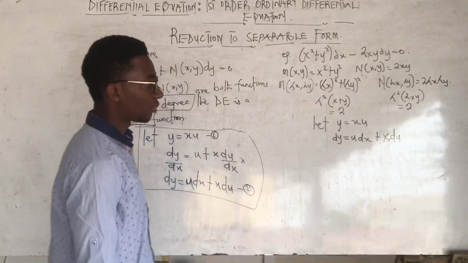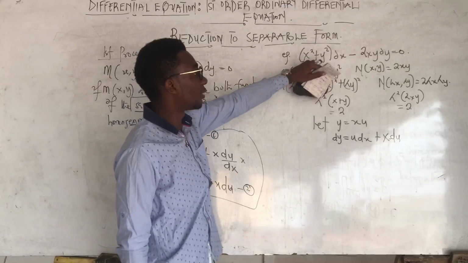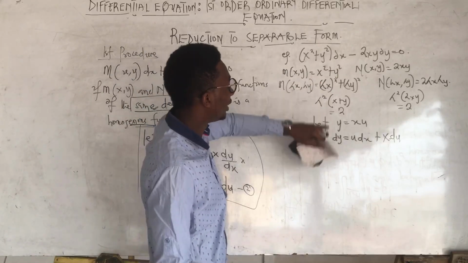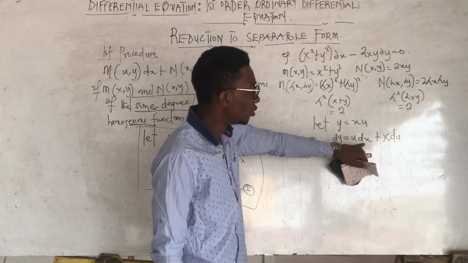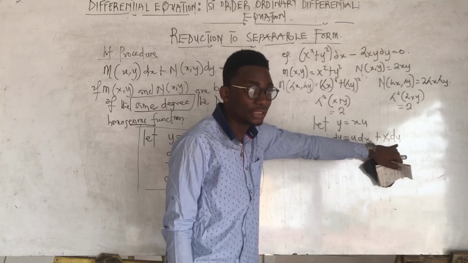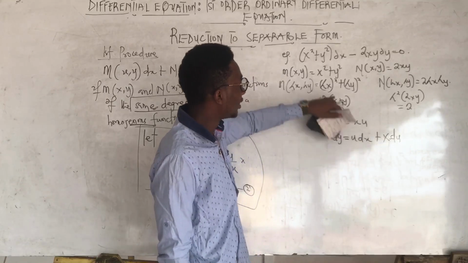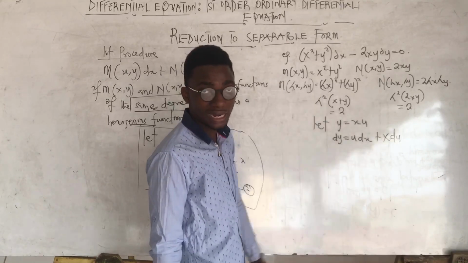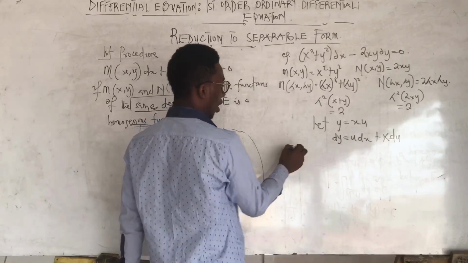we are reducing it to the separable form. So you just take this particular equation. Everywhere you see y, you put u dx plus x du. And everywhere you see y, you put x over there.